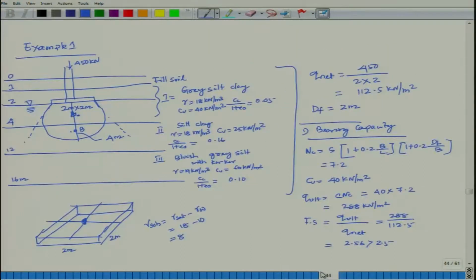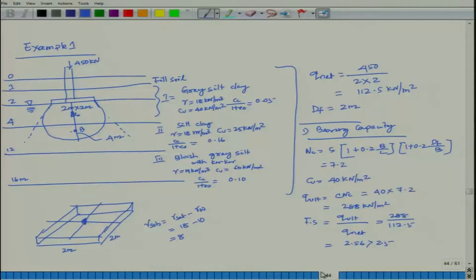So, in this case, let me repeat what I have done. This is your subsoil profile, and foundation size has been already decided. This will come from our design. It will be continuing after these examples are over. The foundation size is 2 meter by 2 meter, and it rests 2 meter below the ground surface, acted upon by a load of 450 kilonewton. There are 3 layers. Layer 1 is grey silty clay, gamma is given, Cu is given, and Cc by 1 plus E0 is also given. Second layer is silty clay, third layer also grey silt.